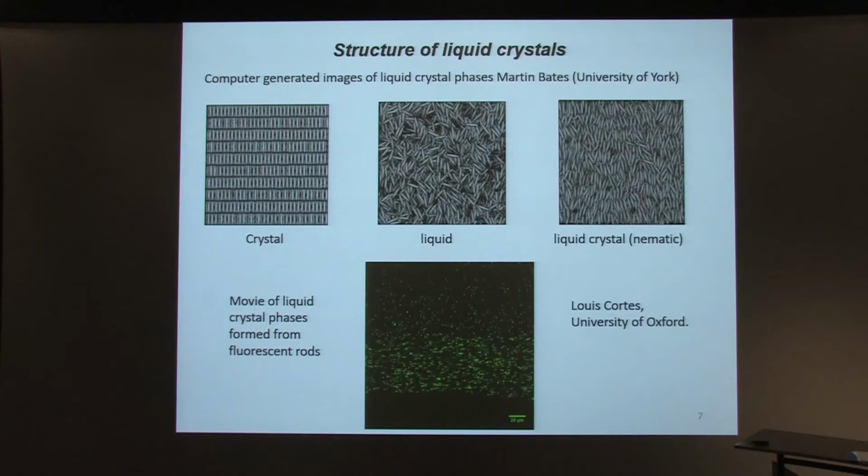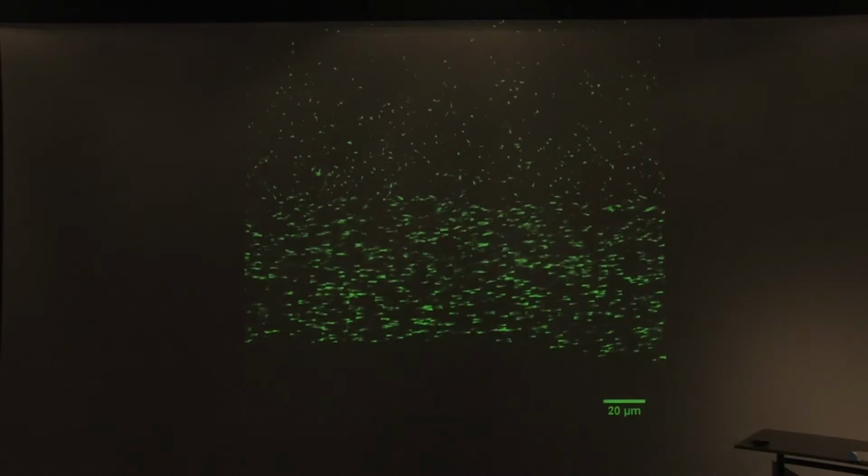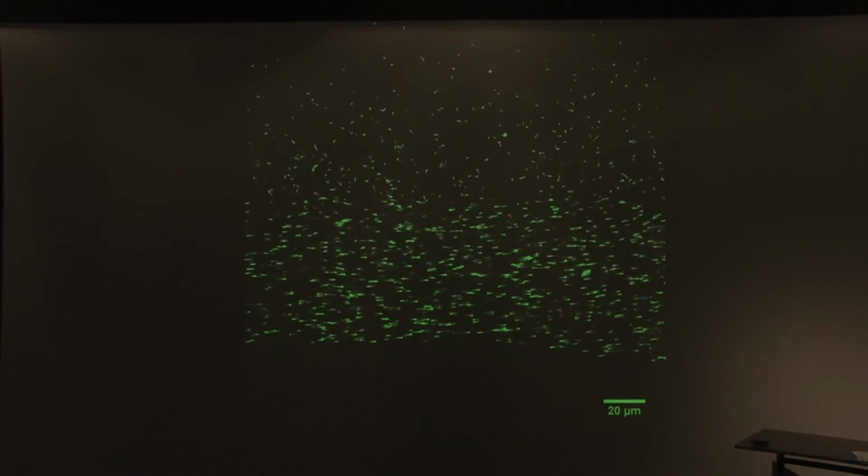Right, I've got a movie, thanks to Lewis. Now, these are rods. These are fluorescent rods. And this is what we can do today. And I said with colloidal systems, instead of changing the temperature, we change the concentration. And so this is a sample of fluorescent rods of about 3-4 microns length. They've been labelled with fluorescent dye, so you can actually see them.